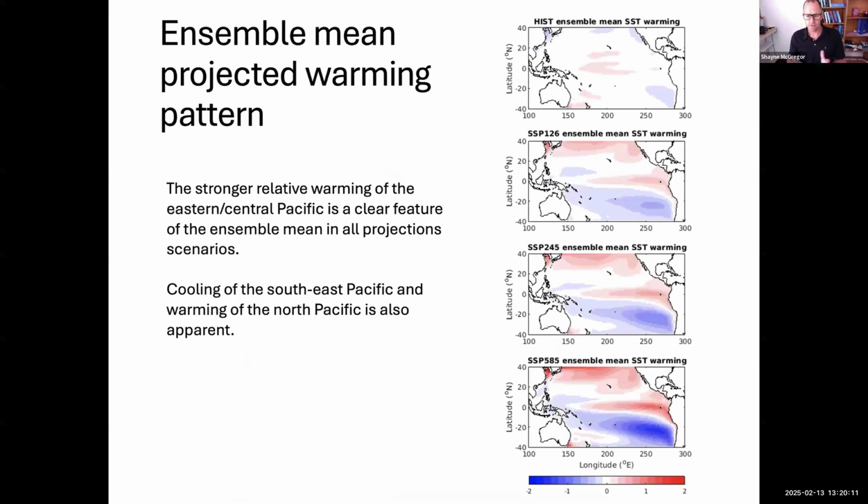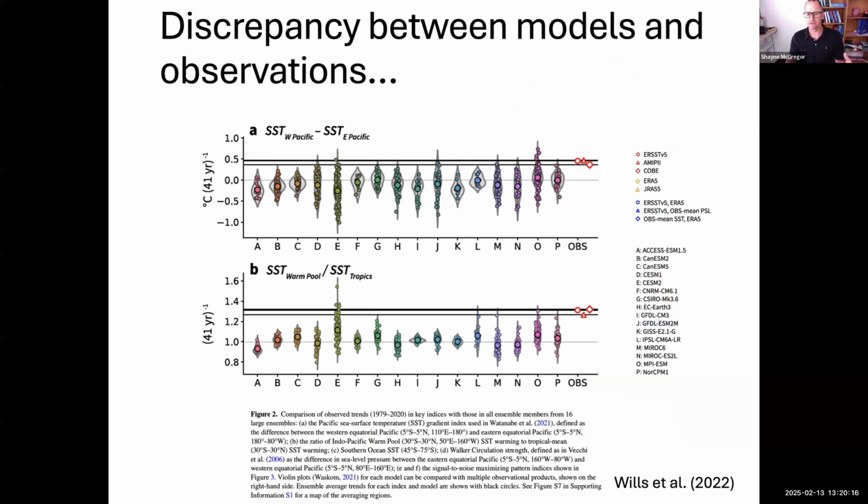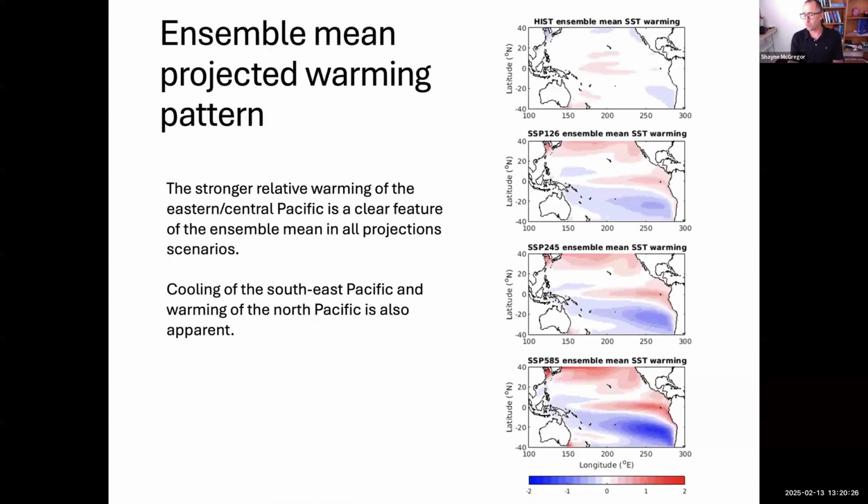All right, so the role of this work was to forget about the discrepancy between the models and the observations, and just focus on the models and try to get an understanding within the models about how much spatial pattern variability there is, and what things can potentially control that spatial pattern variability.